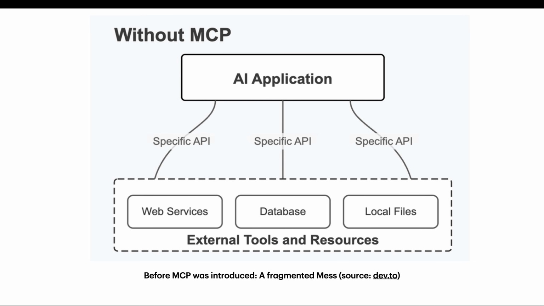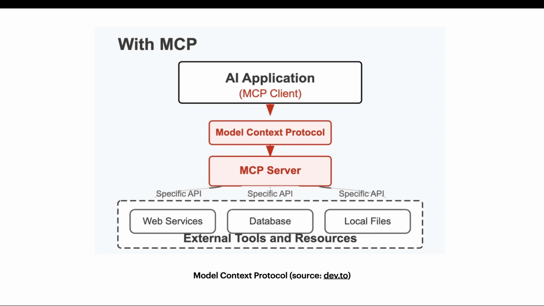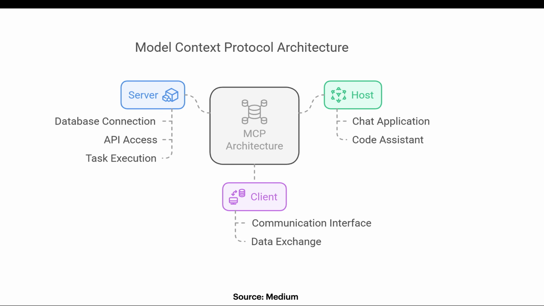Hope that makes sense. Now, think of MCP as creating a universal translator between AI models and external tools. Instead of building custom connections for each tool, developers can use a single standardized protocol. It's like we suddenly agreed on one type of power outlet for the entire world, right? So let's begin with the architecture.